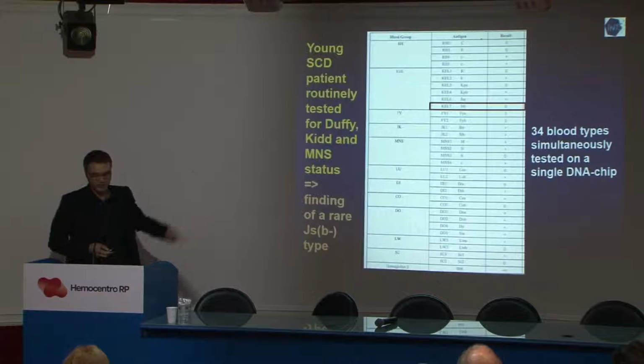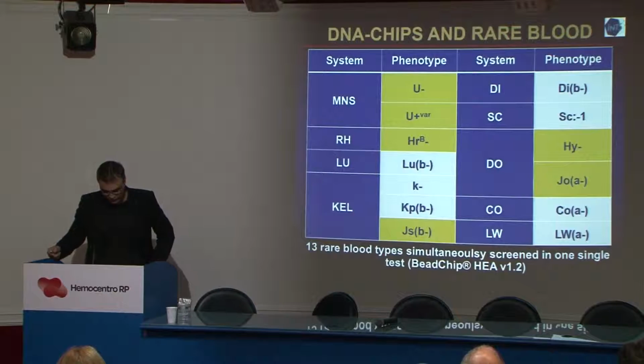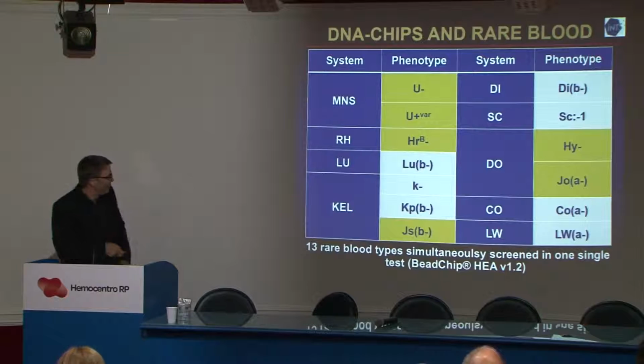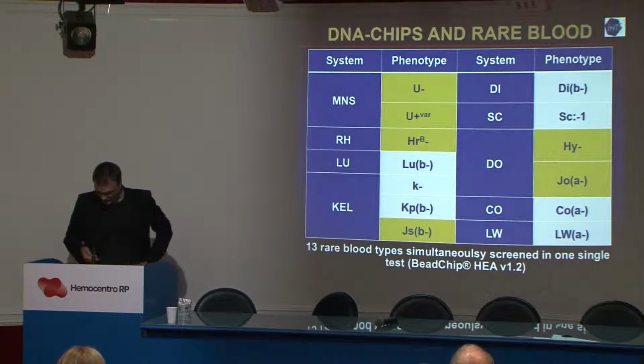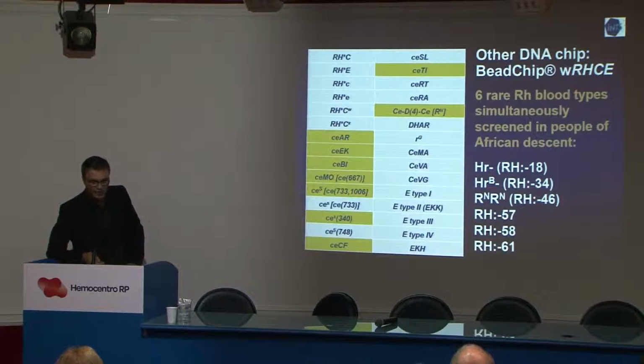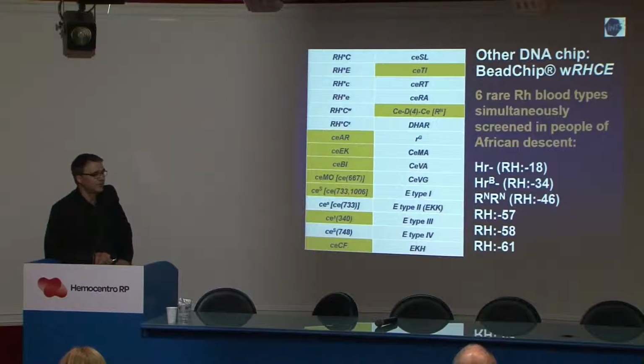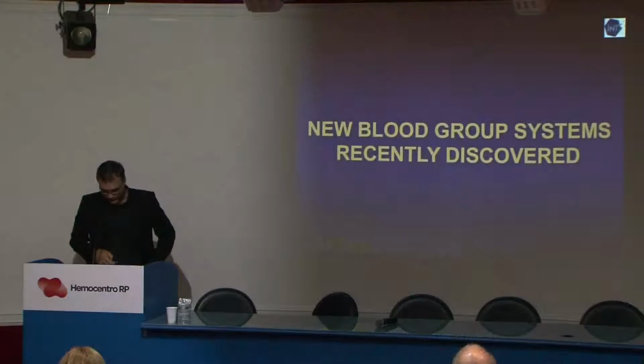So with this chip, we are able to screen for 13 rare blood types in a row, in a single step. And in yellow, you have the ones that are specific to the African population. So on one single chip, we can screen for those 13 rare blood types. And we have also another chip specific to the RHCE protein, RHCE gene, I should say. And it's able to screen for all of these variant RHCE alleles. And in the meantime, you may screen for those 6 rare RH blood types simultaneously in a single chip. The list is here. So it's very, very useful now to use those technologies. So now I'm going to move on to the new blood group systems being recently discovered.